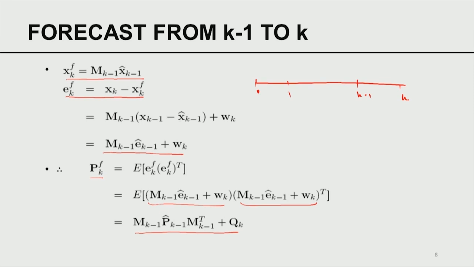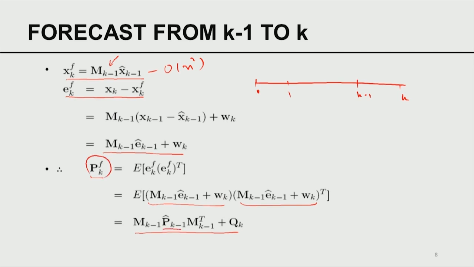So let us look at the computational aspects of this now. To be able to generate the forecast, I have to run the model. Running the model is essentially matrix vector multiplication, that is cheap. So this is going to be O of n square. But let us see what happens in the update of the forecast error covariance.